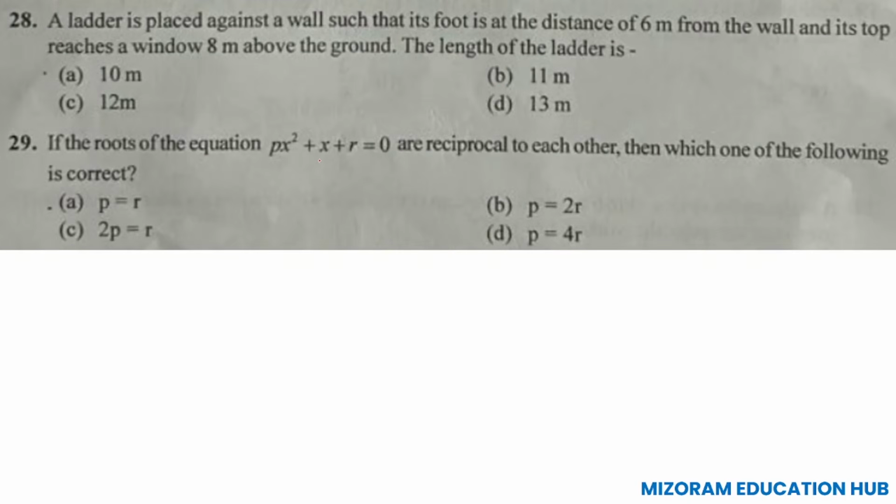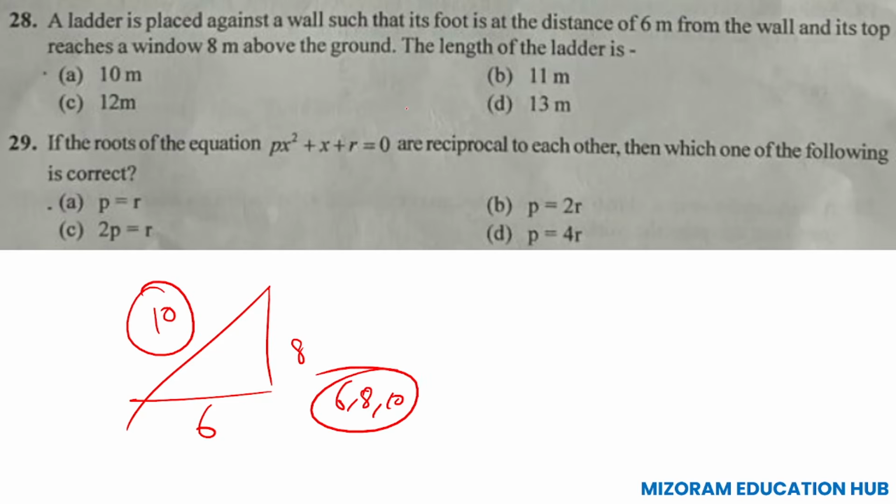Next question. A ladder is placed against a wall such that its foot is at a distance of 6 from the wall and its top reaches a window 8 high. Find the length of the ladder. 6, 8, 10 triplet. So 10 is the correct answer.